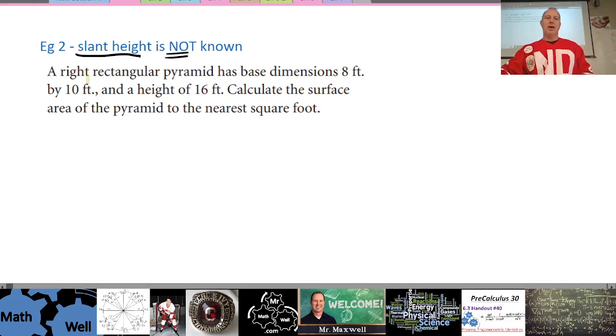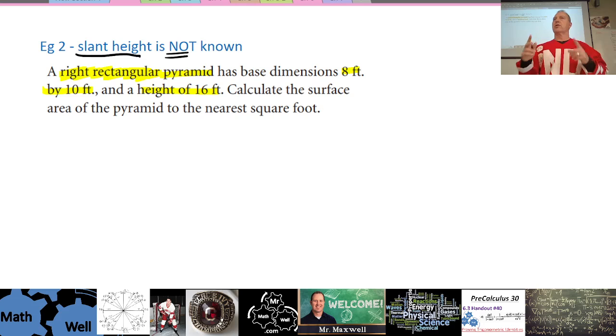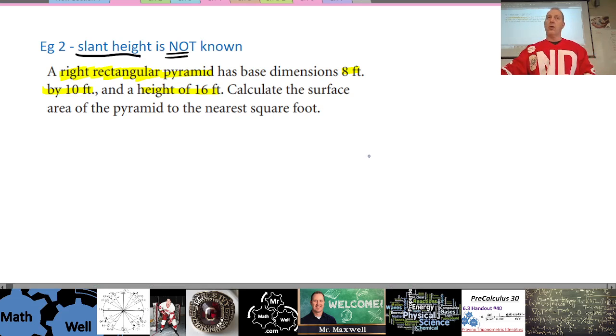So this says a right rectangular pyramid. Okay, so the base is a rectangle. Okay, has a base dimension of 8 feet by 10 feet and a height of 16. Whether you are a visual person or not, I am going to strongly encourage you to draw a diagram whenever possible. You might not be very good at drawing 3-dimensional shapes, but this is an opportunity for you to practice.